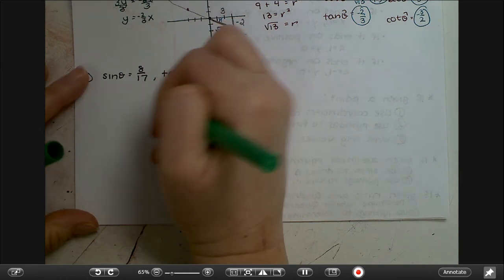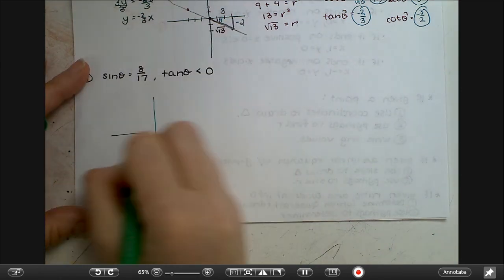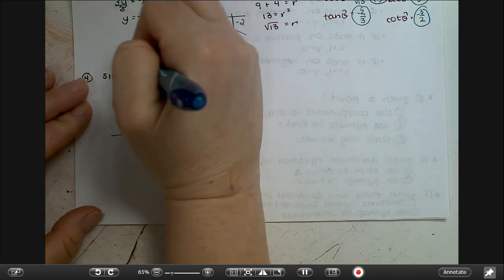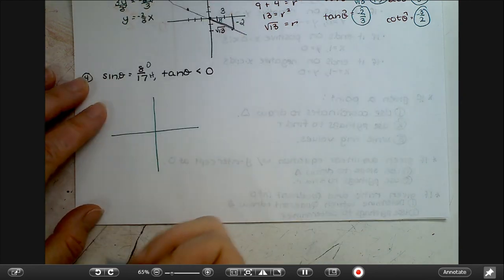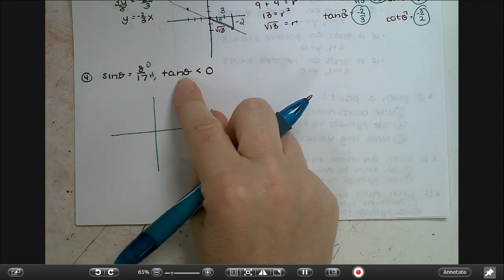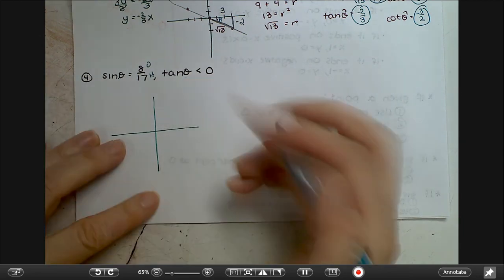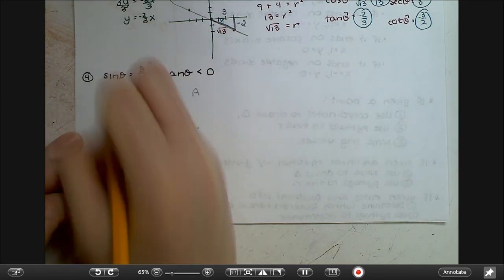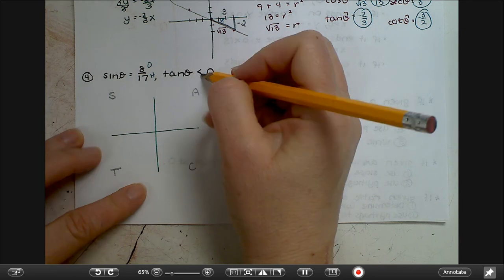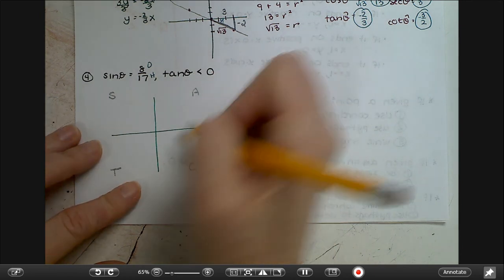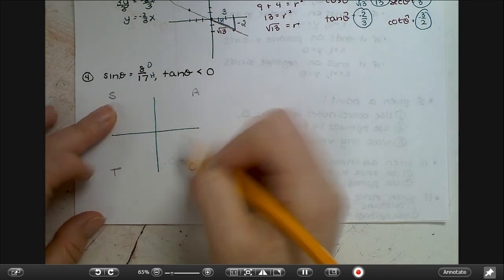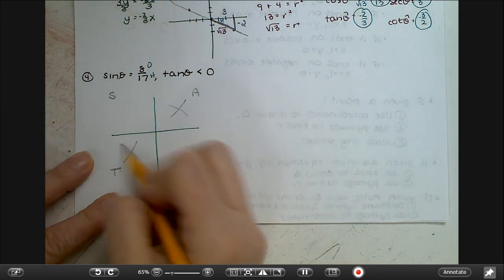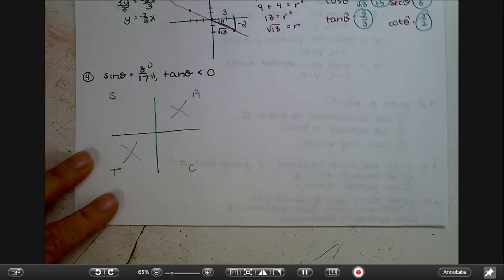So let's think about what we know about the stuff we're given. We know it's sine, which is opposite over hypotenuse. And we know that tangent is going to be less than 0. So if we think about that cast situation, tangent less than 0 would be in one of these two quadrants, because remember, the T and the A are where it's greater than 0, where it's positive. So we're not going to look in those two quadrants at all.